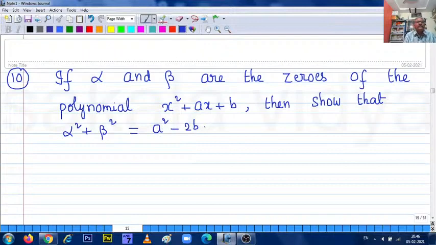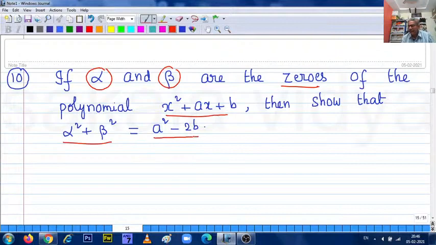Okay. Alpha, beta are the zeros of this polynomial. Then we need to show that alpha square plus beta square is equal to a square minus 2b, or express the value of alpha square plus beta square in terms of a, b. So how to find out this one? Let me explain. Solution.